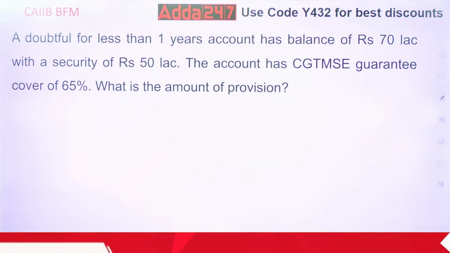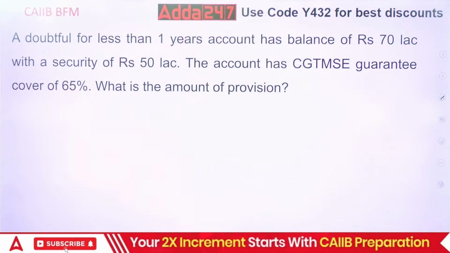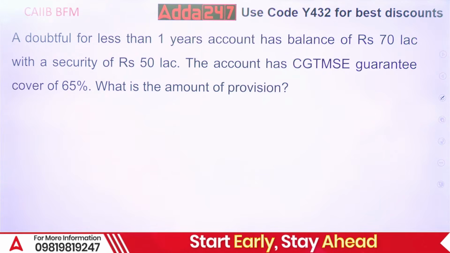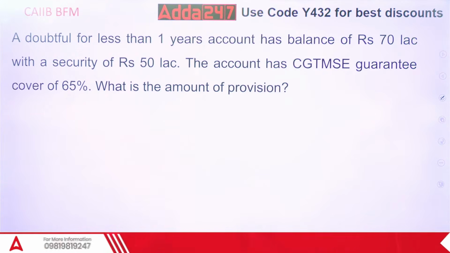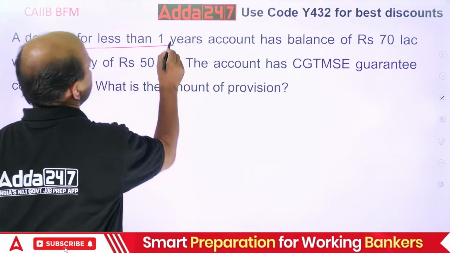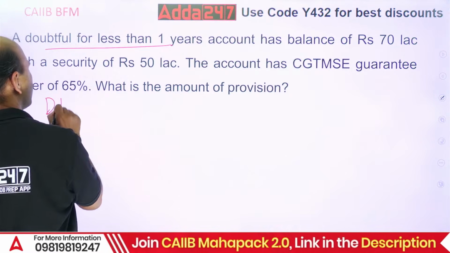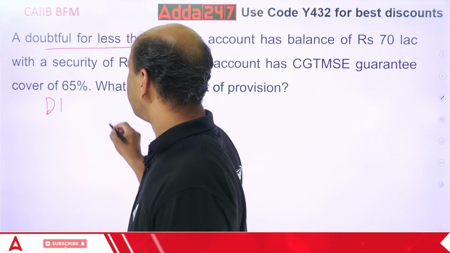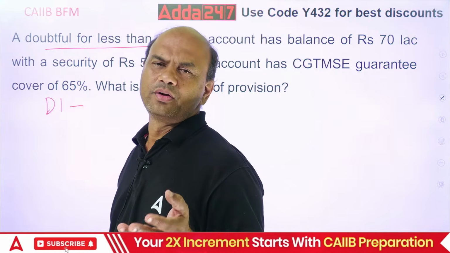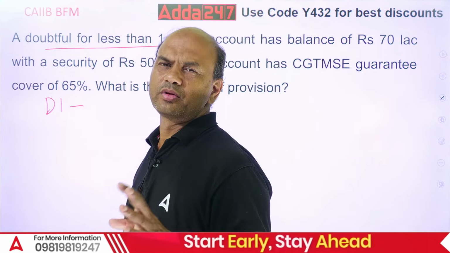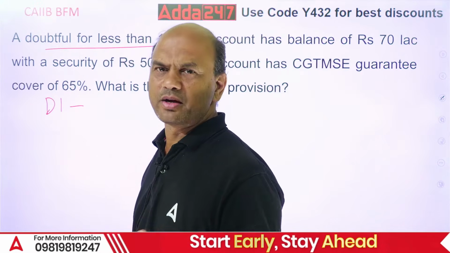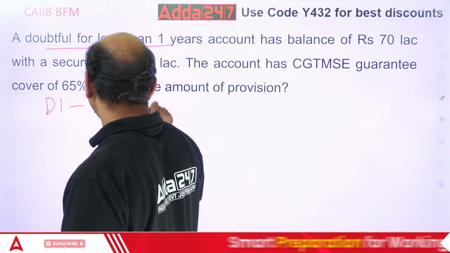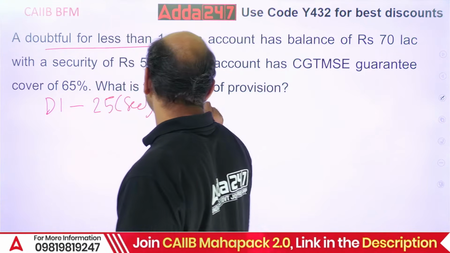What is the loan amount? 70 lakhs, no? Okay, let's solve this. See, what is given? Doubtful for less than 1 year. So this is D1, doubtful one. What is the formula for doubtful one provisioning? It is 25% for secured and 100% for unsecured. Okay, this is the provision.